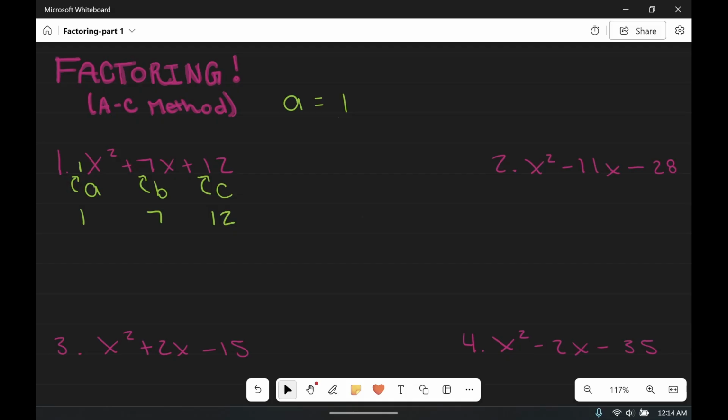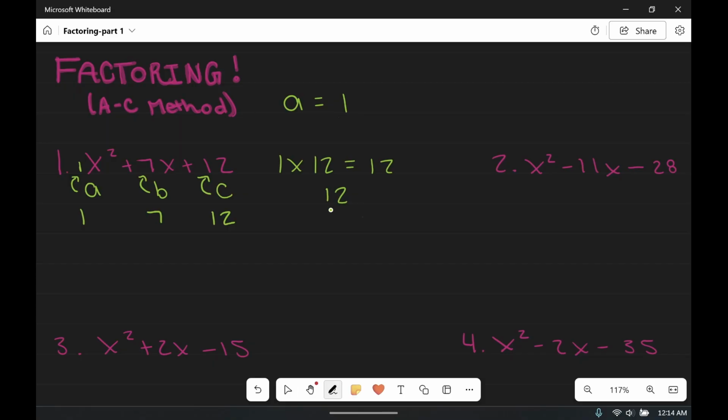That being said, that's the first step: identify your A, B, and C. Step 2 is to take A times C. So A times C is 1 times 12, which equals 12. The beauty of these types of questions with A equals 1 is that you can really just take your C and use that. So we're going to use 12 as the number that we're going to find factors for.